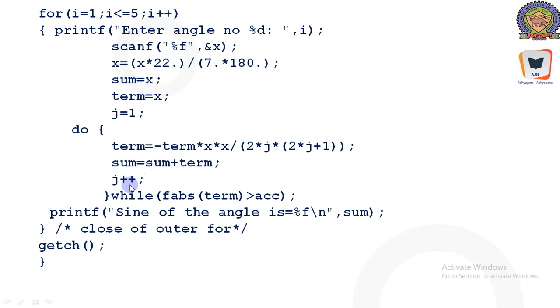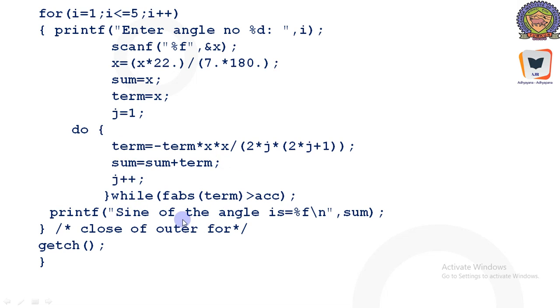Now when j becomes 2, then term will become, the earlier term was minus x cube by 3 factorial. Minus into minus, it will become plus. It becomes x cube into x, that is x to the power of 5, divided by 3 factorial is already there. 3 into 2, 3 factorial means 3 into 2. Here 2 into 2, because j will become 2. Okay, 2 into 2, that is 4, and 4 plus 1, that is 5. So 4 into 5. Okay, 2 into 3 into 4 into 5. So that gives you 5 factorial. And sum will be added over here. That's how cyclically it generated.